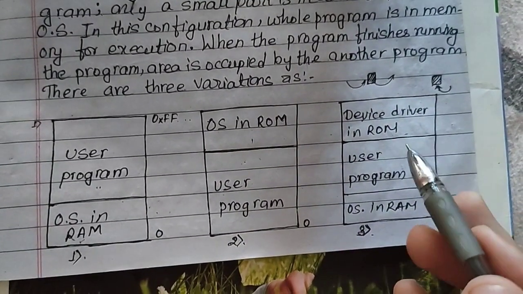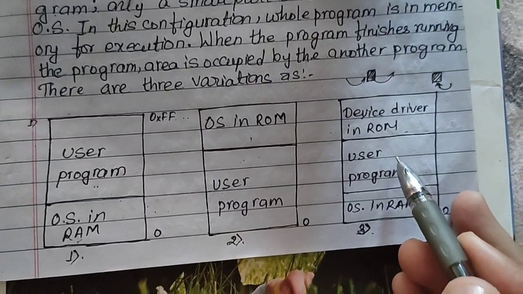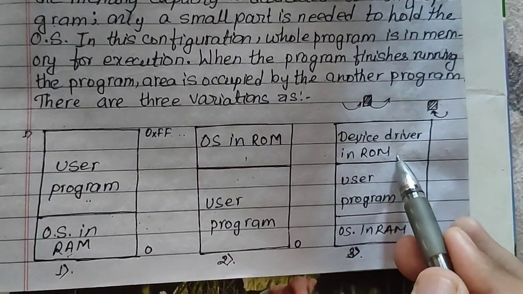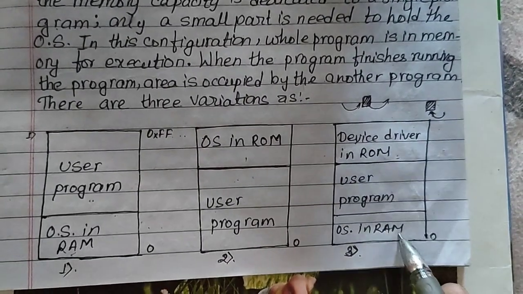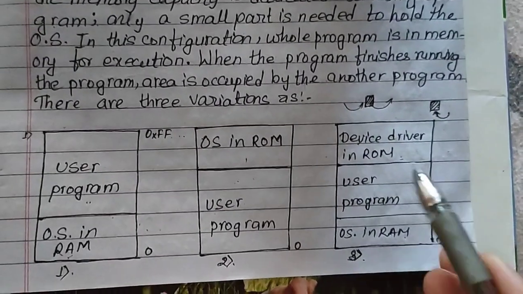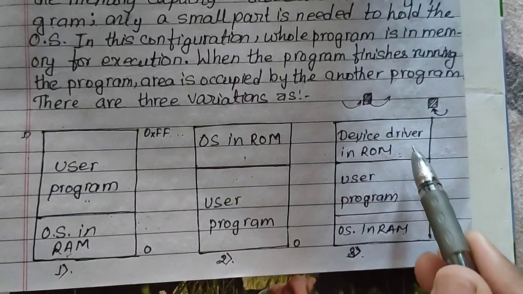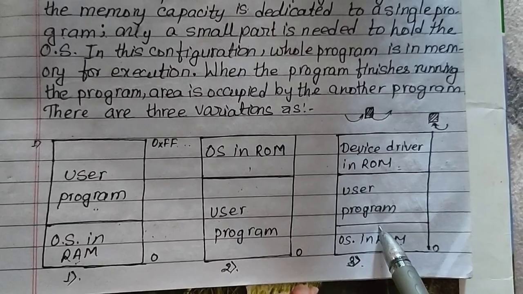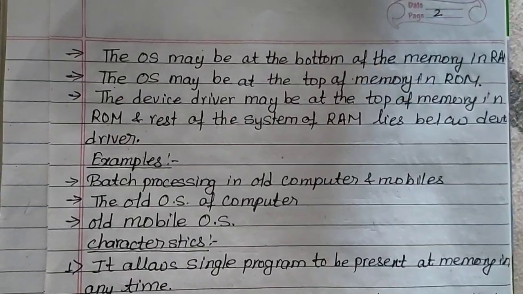In the third configuration, the device driver may be in ROM and the operating system is in RAM, but the user program may lie between the device driver and the operating system. These are the three variations of monoprogramming.